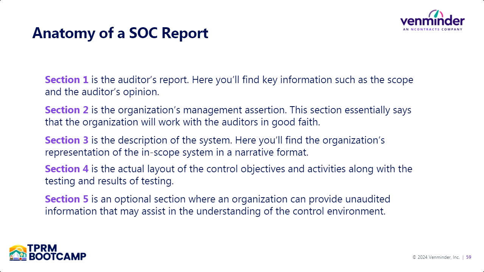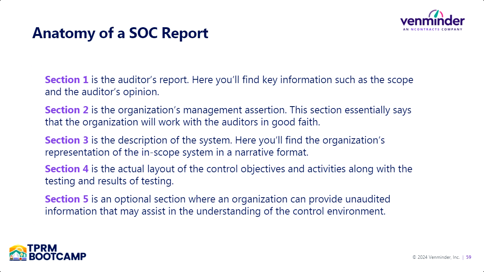This is just a quick overview of the 5 most common sections that you're going to find in a SOC report. We're going to go over each of these at length in the next several slides. But really, sections 1 through 4 are pretty consistent. That's going to be your auditor's letter, your management's assertion. Section 3 is the description of the system. Section 4 is going to be those control objectives and activities along with any testing and results.